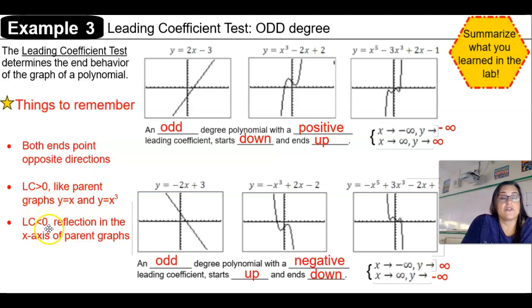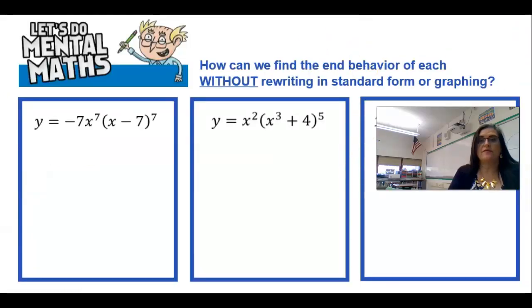If your leading coefficient is negative, that's a reflection in the x-axis, right? The a is negative, and so it would be the reflection of those parent graphs, and they would start up and end down. Okay, before we get started with example 4 in the notes, we're going to take a look at this question: how can we find the end behavior of each without rewriting in standard form or graphing first?